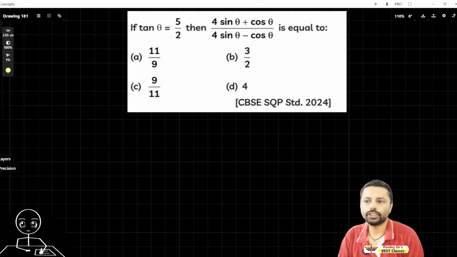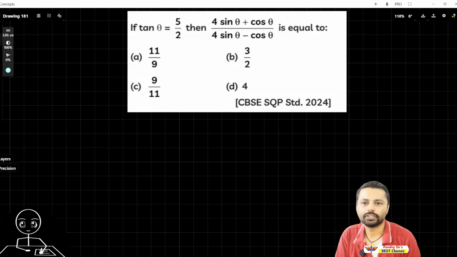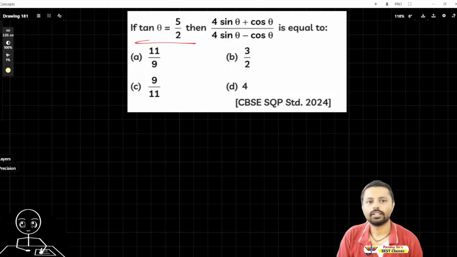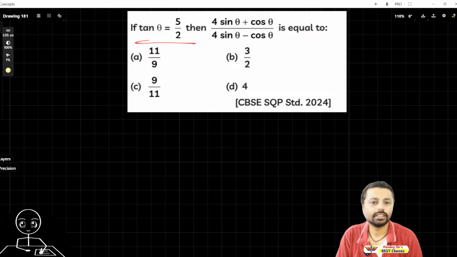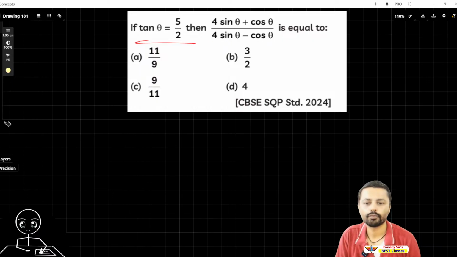See, I'm giving a hint for the solution. Tan theta is given as 5 by 2, so keep this in mind. Now we have 4 sin theta plus cos theta, and another one is 4 sin theta. The clue is you have to divide both of these by cos theta. I'll say how.